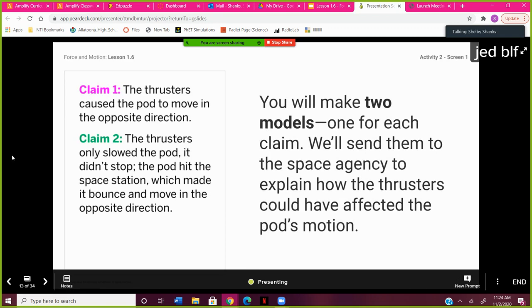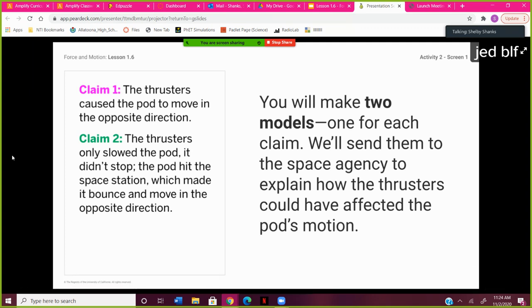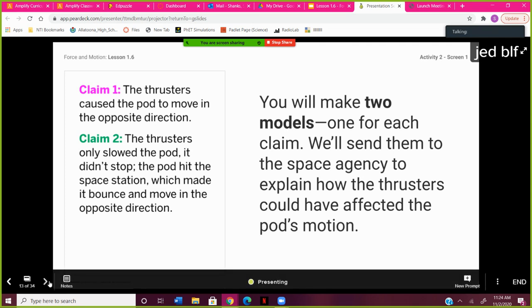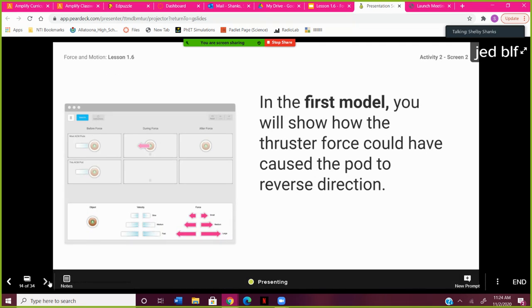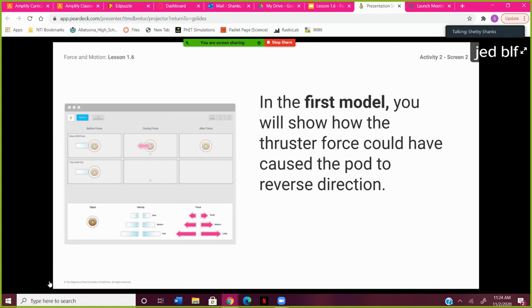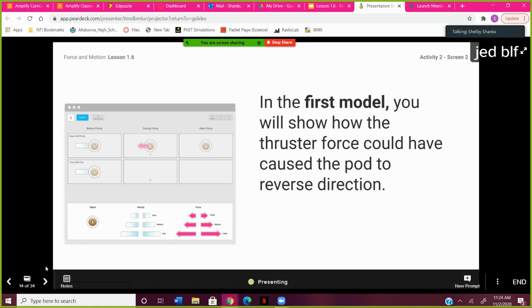So let's look at claim 1 and claim 2. You guys are going to make 2 models, 1 for each claim. So we'll send these to the space agency to explain how the thrusters could have affected the pod's motion. In the first model, you guys will show how the thruster force could have caused the pod to reverse direction, or to move in the opposite direction, right? That is what you're going to do in the first model.